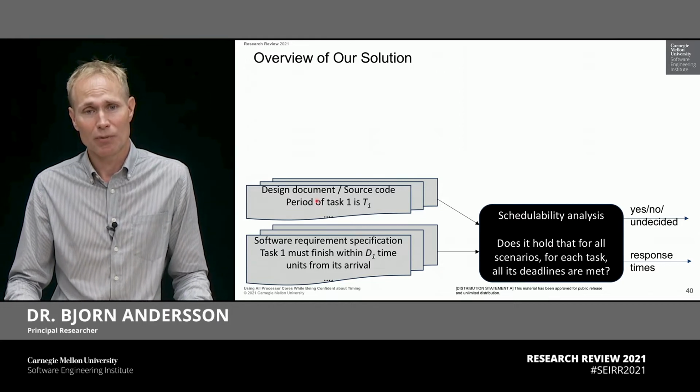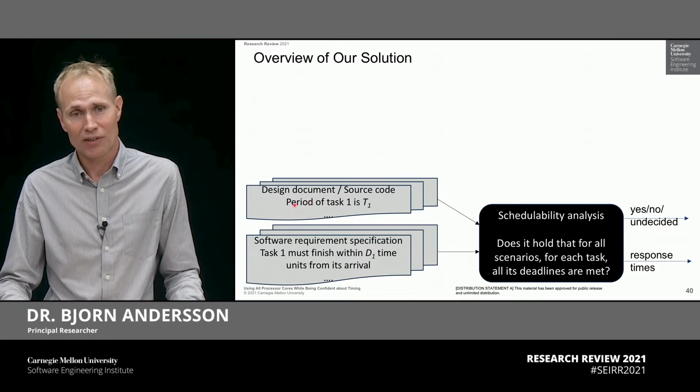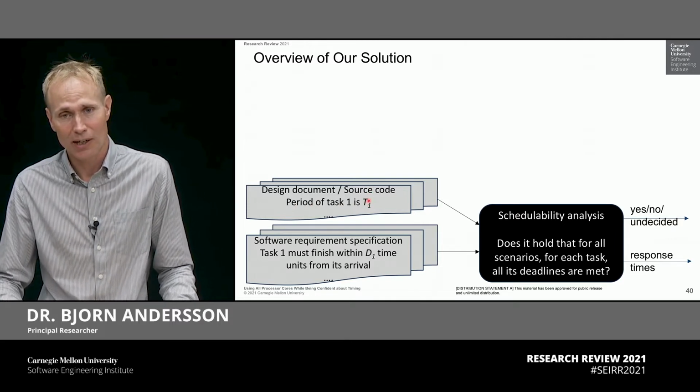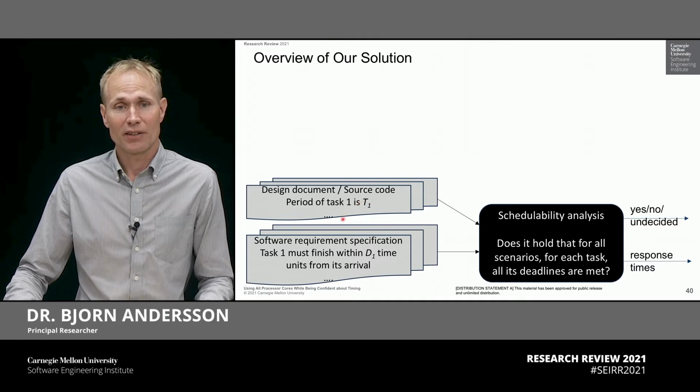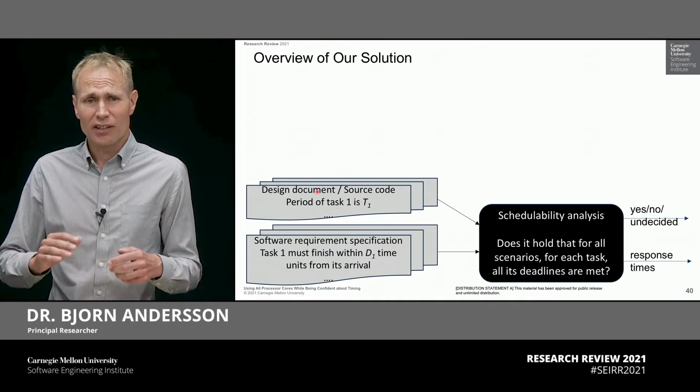So one piece of information we need is the period of a task. We have a list of tasks and their periods. We might say, for example, the period of task 1 is 20 milliseconds, or here it's just a symbolic name. And then we have many other tasks as well.